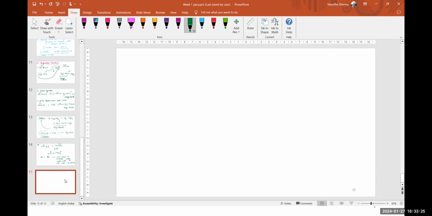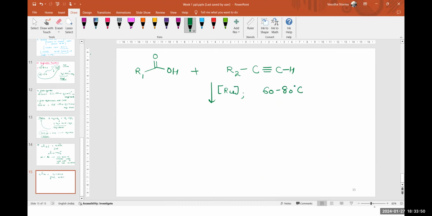So what we meant by selectivity: if I'm taking here instead of R, R1 and this acid group, and here instead of this acetylene, I have a substituted acetylene with an R2 group instead of the H. Now, if I'm using a ruthenium catalyst, the conditions required are just mild temperatures, which is 60 to 80 degrees Celsius. So there could be two possibilities.